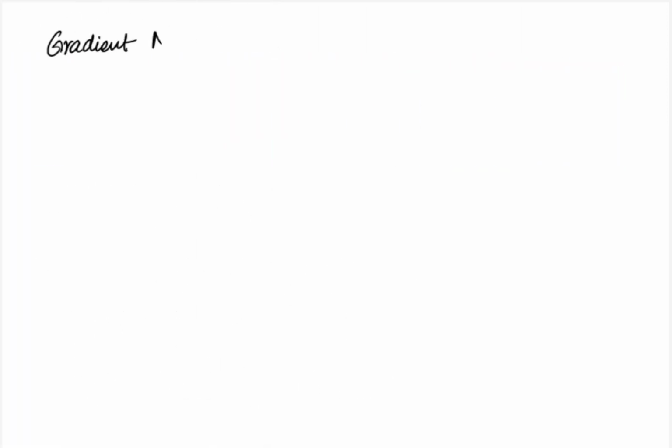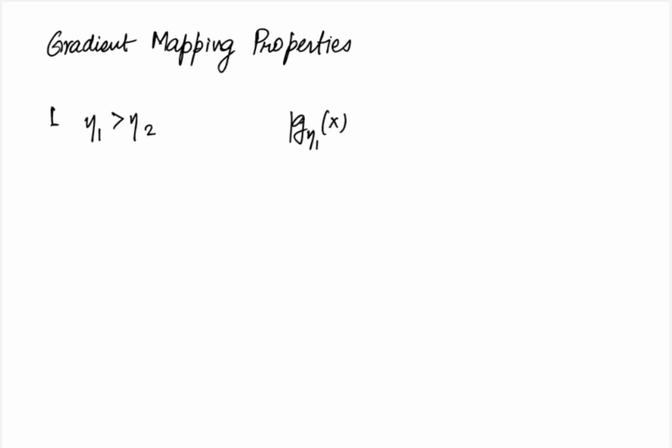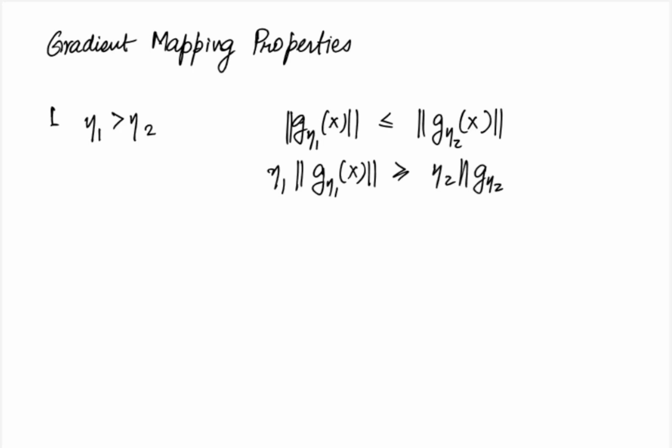A few of the properties of the gradient mapping carry over from the projected case. I will just write them down and leave it up to you to prove. First is for eta_1 greater than eta_2, which is greater than 0, norm of g_eta1 of x is less than equal to norm of g_eta2 of x. And eta_1 times norm g_eta1 of x is greater than equal to eta_2 times norm g_eta2 of x. In other words, norm of g_eta of x is a decreasing function of eta, while eta times norm of g_eta of x is an increasing function of eta.